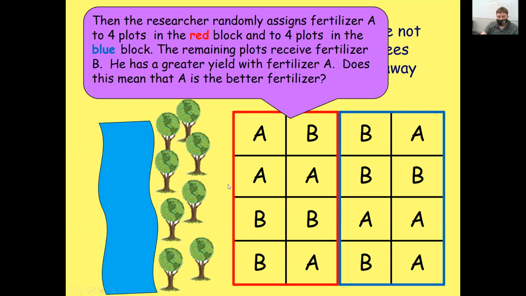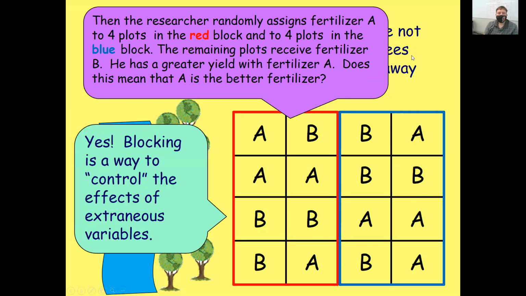That way, if this land over here is notoriously going to grow corn 3 times bigger than anything I grow over here, well, that's okay, because A has the exact same amount on that side as it does on the other side. So we'll see what A does on either one. Does it help the bad soil as much as it helps the good soil? So this is a nice way to say that yes, A is now the better fertilizer because we've blocked it. We've controlled the effect of that extraneous variable, or confounding variable, that was causing us concern.